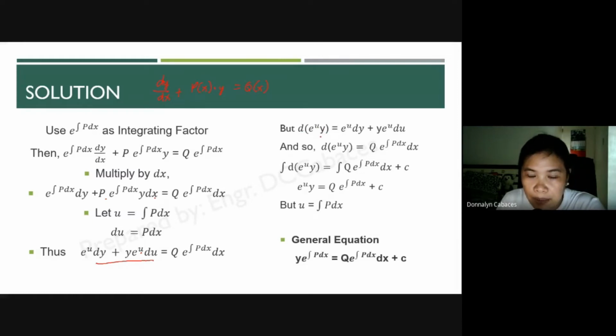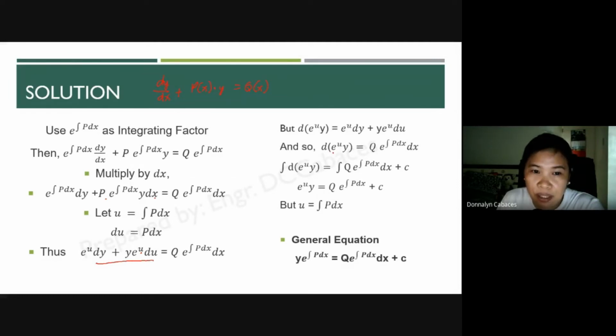Derivative of product: e to the u dy plus y times the derivative of e to the u is y e to the u du. So we just replace this left side by the derivative of e to the u times y. It should always be. If you cannot put the left side of the equation into the derivative of the product of the integrating factor and the linear variable, there is something wrong with your solution.